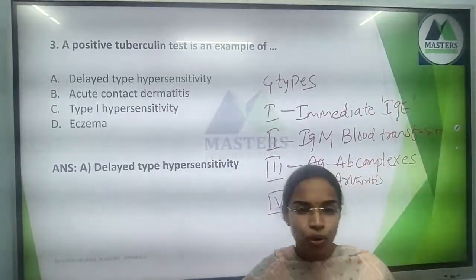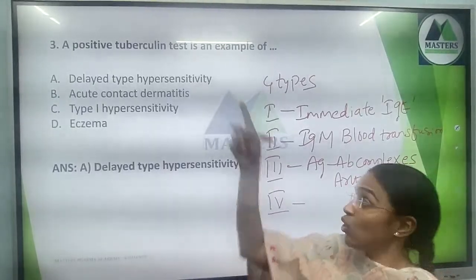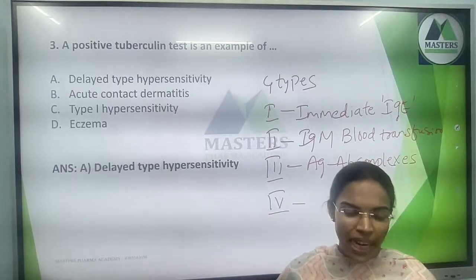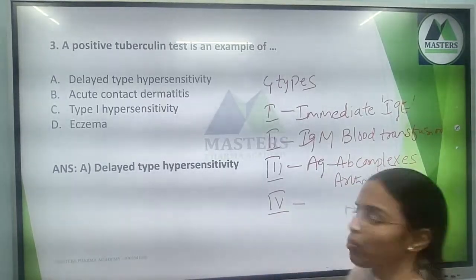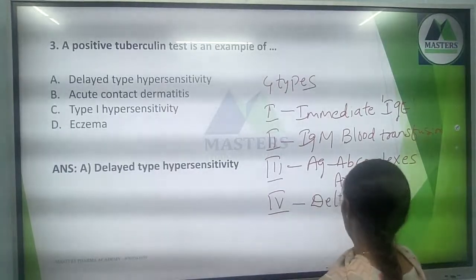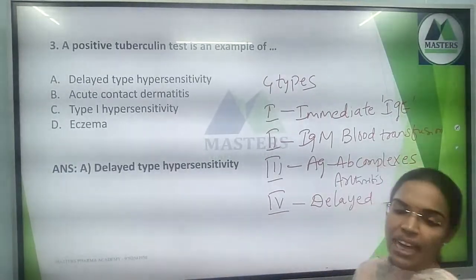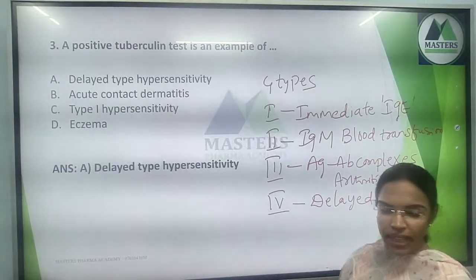And type 4 is delayed hypersensitivity. Just now we have discussed a positive tuberculin test. Our right option, delayed hypersensitivity, is termed as type 4 hypersensitivity. Delayed type of hypersensitivity reaction. So it is delayed.